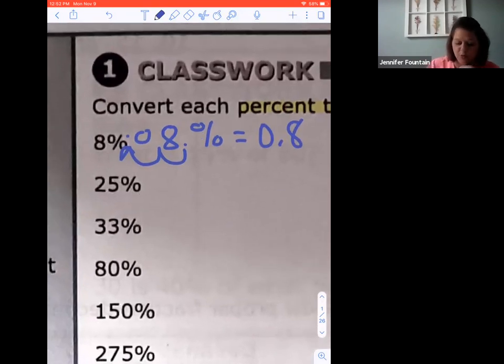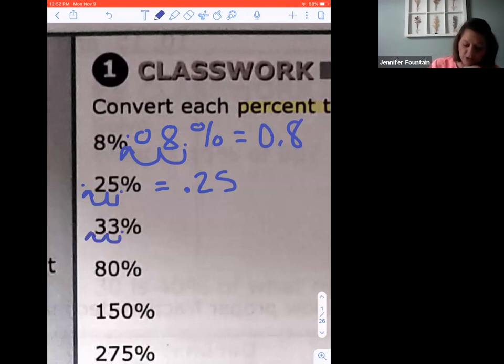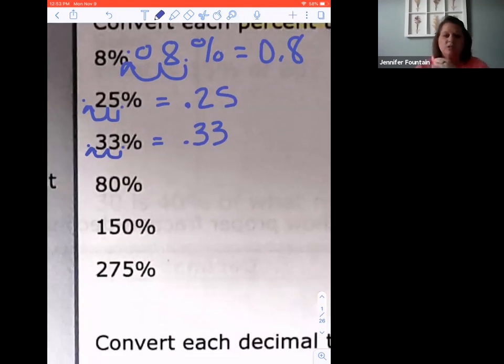So let's look at 25%. Right now my decimal is after that 25. So I'm going to move my decimal 2 places to the left and drop my percent sign. So that would be decimal 0.25. 33%. My decimal is after the 33. I move my decimal to the left 2 places and drop my percent sign, so 0.33. Go ahead and do the next 3 on your own. Your decimal is going to be after your last digit, if it's not already placed there for you. So you just move it 2 places to the left and drop the percent sign.